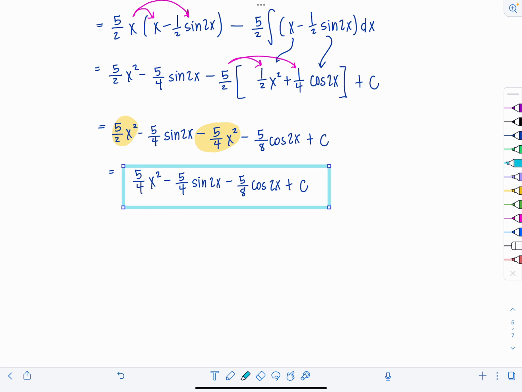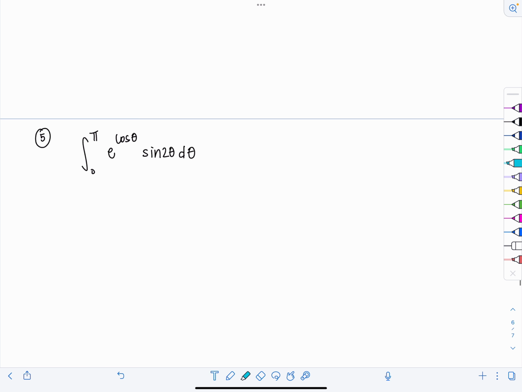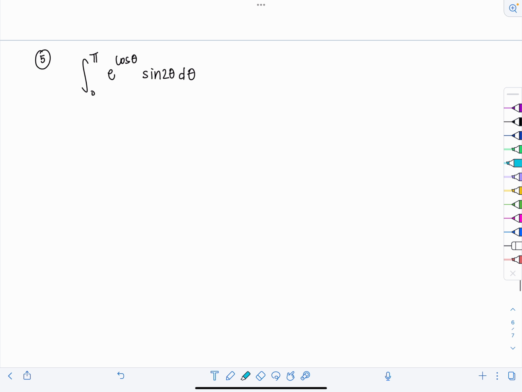Nice, nice. Was that your favorite so far? I got one more for you, and this is a definite integral. That way we can practice playing around with limits of integration, okay? Example 5: integral from 0 to pi of e to the cosine theta times sine 2 theta d theta.